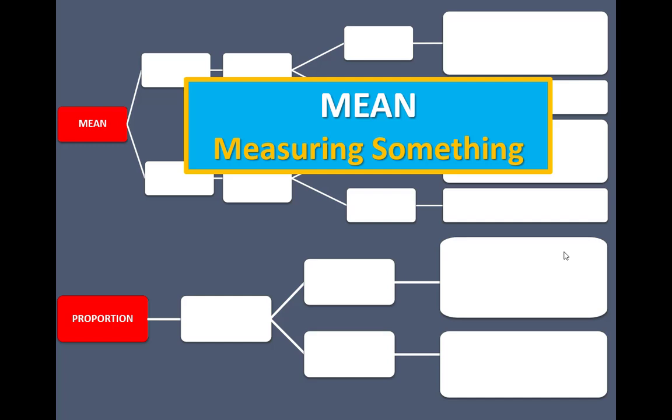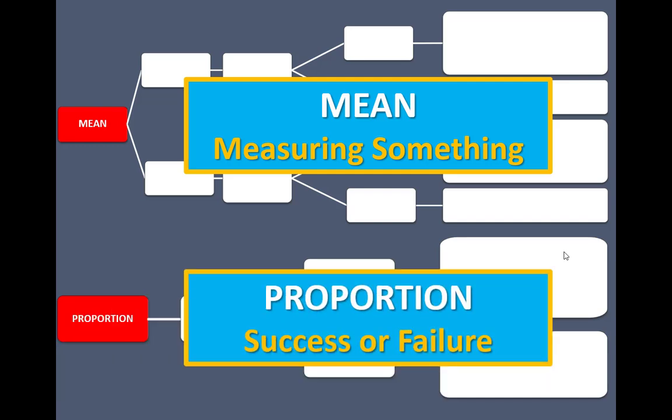In a question of proportion, we are talking about success and failure. When I look at this specific item, does it meet the trait that I'm looking for or not? It either exhibits this trait or it doesn't. I'm not measuring anything. I just look at an item and I look for a specific trait. Either it has it, yes, it's a success, or it doesn't, then no, it is considered a failure.